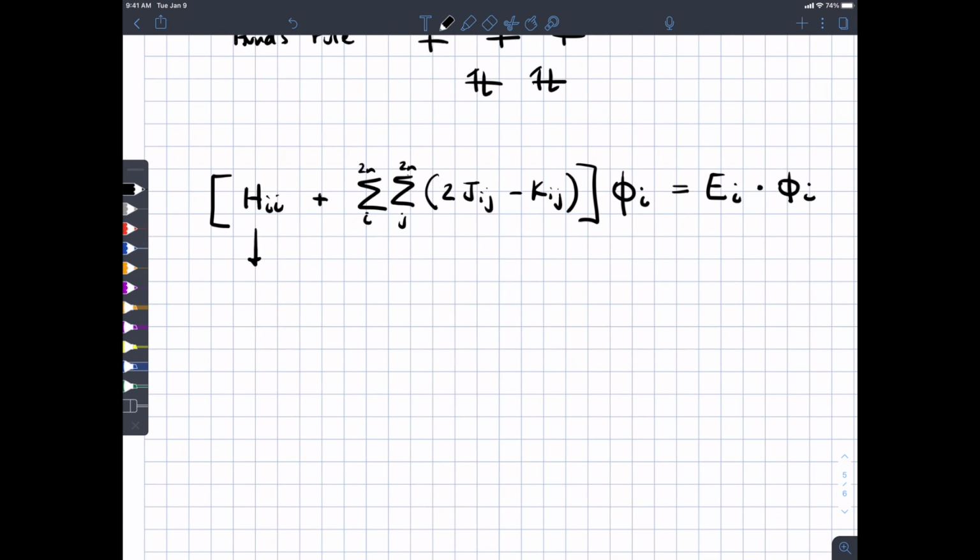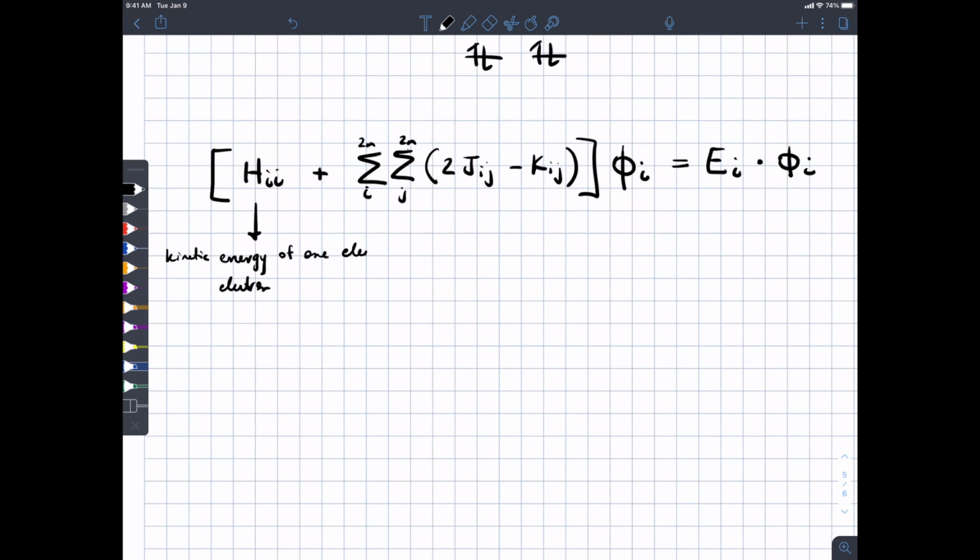The core integral, H_ii, should give you the kinetic energy of 1 electron plus attraction between that 1 electron and the nuclei.